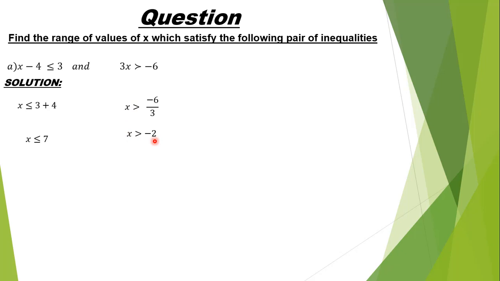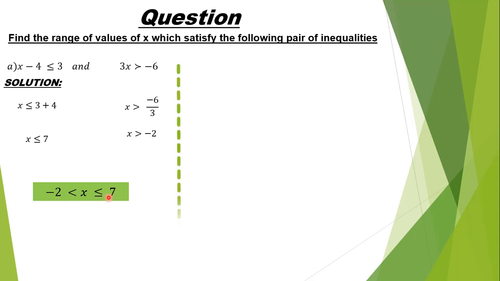Now students, if we combine both the inequalities together, we have x is greater than minus 2 and x is less than or equal to 7. So what is the range of x? X can have the values in between minus 2 and 7. The values of x are greater than minus 2 and less than or equal to 7. So the possible integral values of x are, starting from minus 1, 0, 1, 2, 3, 4, 5, 6 and 7. There can be any value of x that lies in between minus 2 and 7.